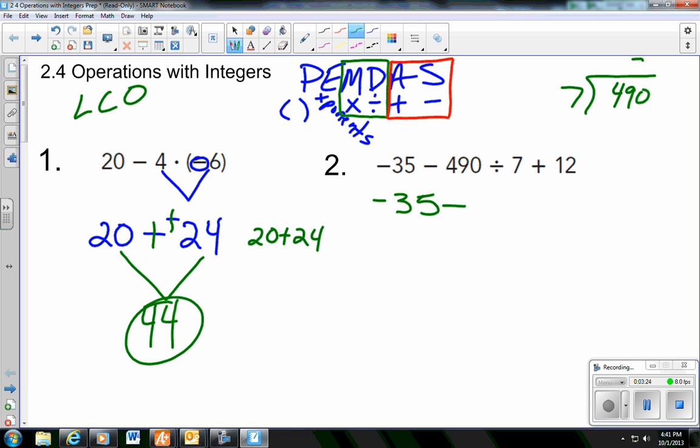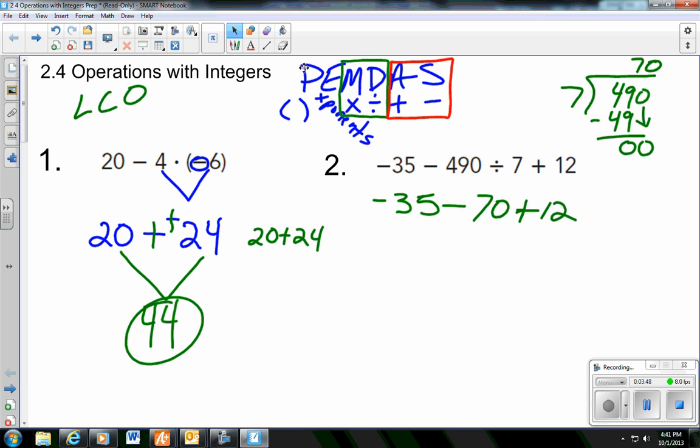7 goes into 49 7 times with 0 left over. Bring down the 0 for the 490. 7 goes into 0 0 times. So we get 70. So -70 plus the 12. Bring the plus 12 down. Now you look at what you have again. You have a subtraction sign right here, and you have addition.